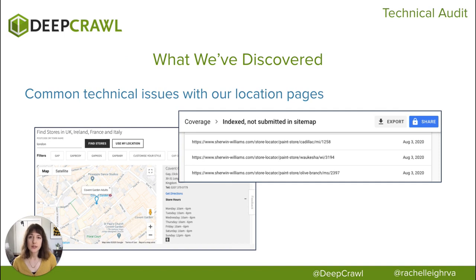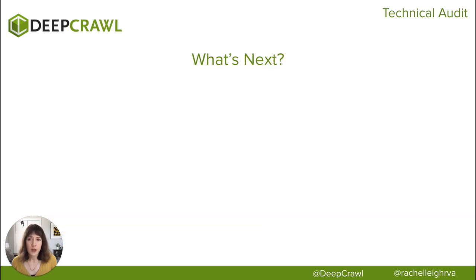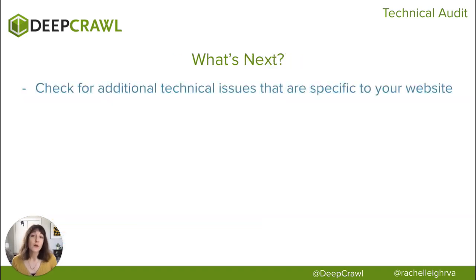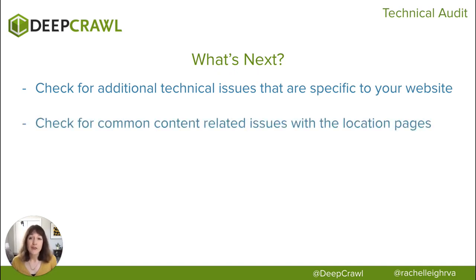All right, so what have we discovered in step 1? We've discovered common technical issues with our location pages. So what's next? I've only scratched the surface of technical issues that you may see with location pages, so make sure you're checking for additional technical issues that are more specific to your website. I also did not really cover common content issues that we see. So make sure that you're checking out common content issues with location pages as well.